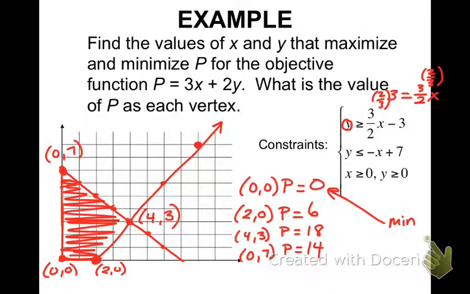Which one gives me my maximum? 4, 3. And it may not always be the intersection point. Sometimes it's either this top or the bottom, either the y or the x-intercept that maximizes it, so you really should check all of your vertices. If it's asking for a maximum, it's unnecessary to check 0, 0, because you know that that's not going to be the case. Okay, Scott?